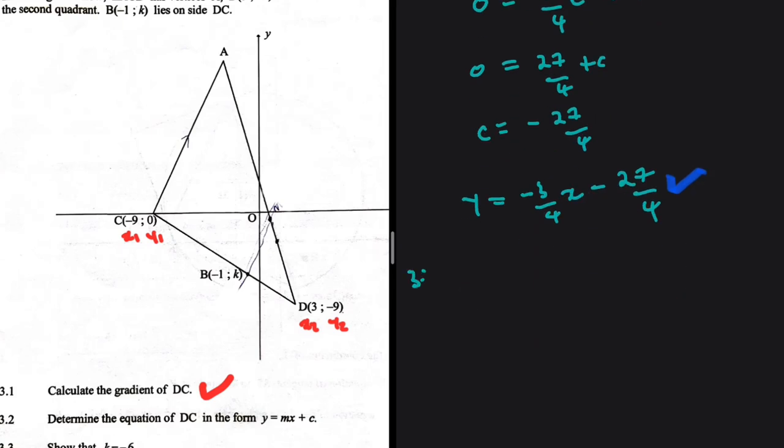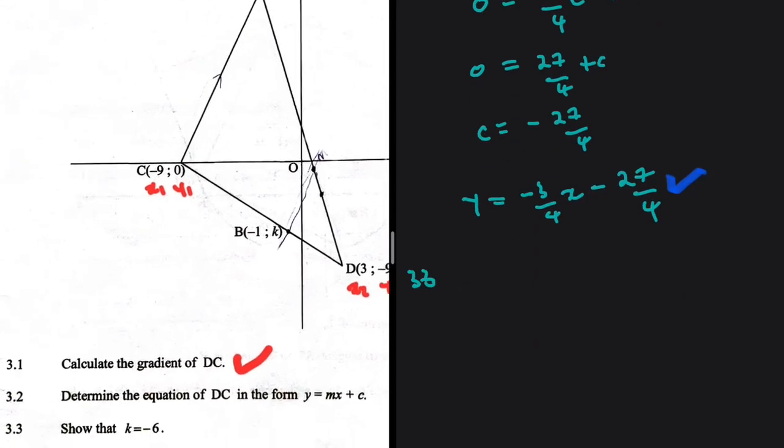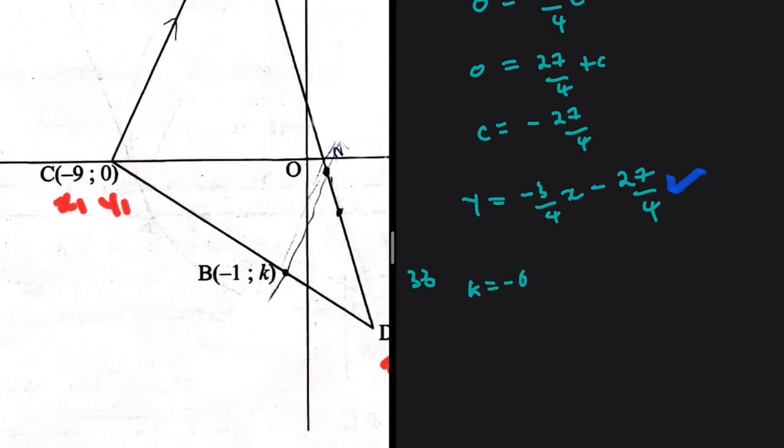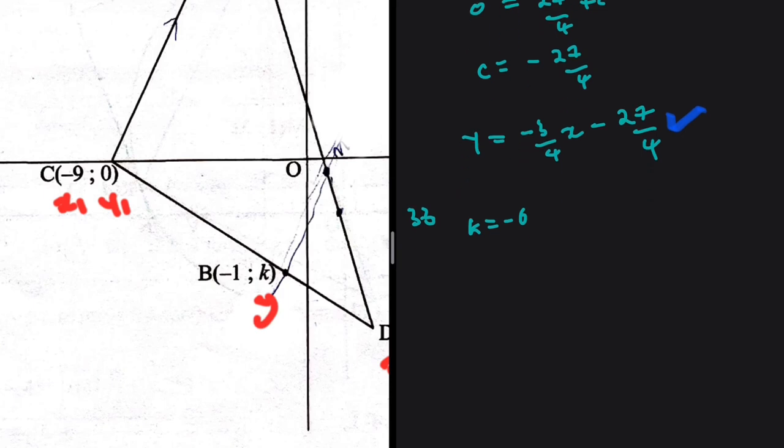Let's take a look at 3.3. In 3.3, we're supposed to show that k is equal to minus 6. K is the y value at B, and B is a point that lies on the line CD. So we already have the equation. We know that B has coordinates minus 1 and k.